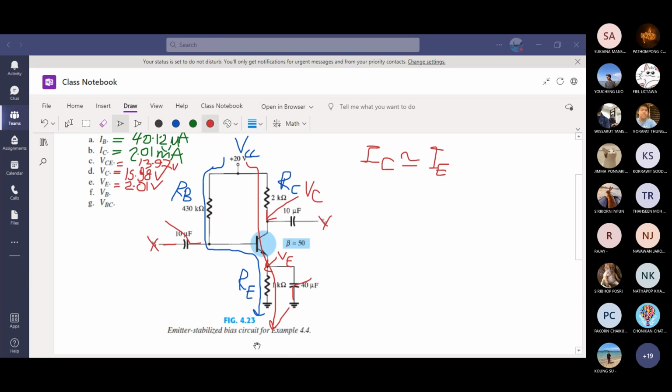Slightly different if you take the loop, but the answer should be close. If you take 20 minus IBRB, you're gonna get 2.77. If you take VBE plus VE, you will get 2.71. Slight difference. So if you take VB equals VBE plus VE, you should get 2.71 volt. 0.7 plus 2.01 is 2.71.